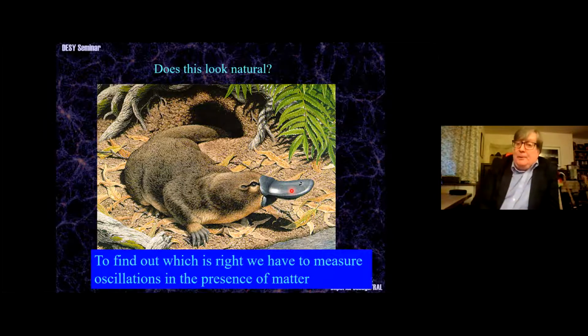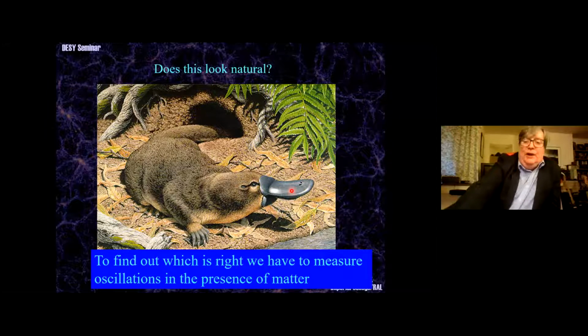And the experiment in particular you have to do is because of that business I told you, the oscillations only measure the square of the difference of the masses. You have to measure something which depends on the mass itself. And to do that, we have to measure the oscillations in the presence of matter. We have to see something called the matter effect. And that comes back into it later.